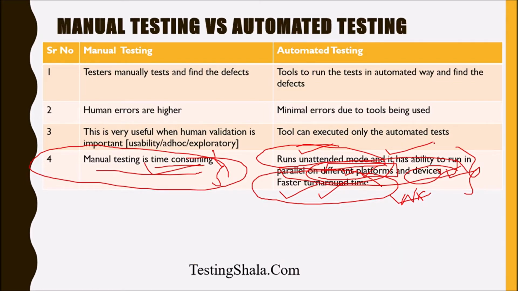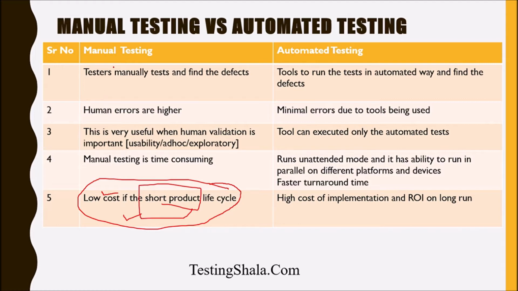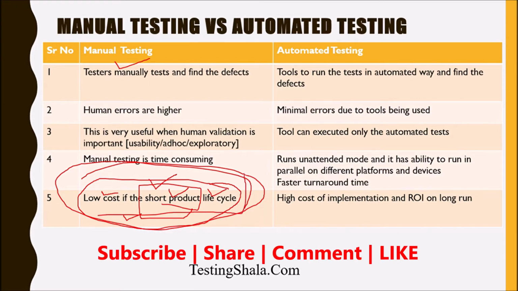So let's move on to the fifth important difference. Manual testing is very important when we develop a product whose life cycle is just two or three months. After that we throw the product out, so manual testing is what matters, because after five or six months we are not going to use that product. There is no need to bring automation into that kind of product, because its life cycle is very short-lived, maybe a year at maximum.